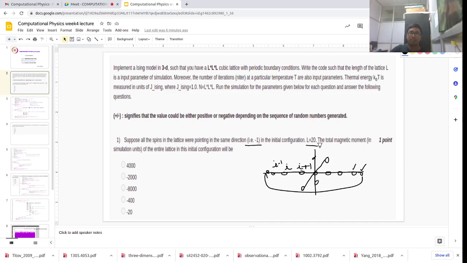So that means you will have a total of 8000 lattice sites in the lattice. Okay, and you need to calculate the total magnetic moment.